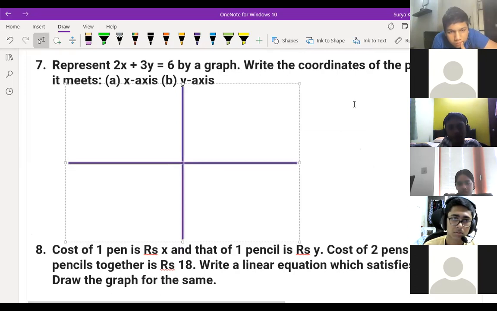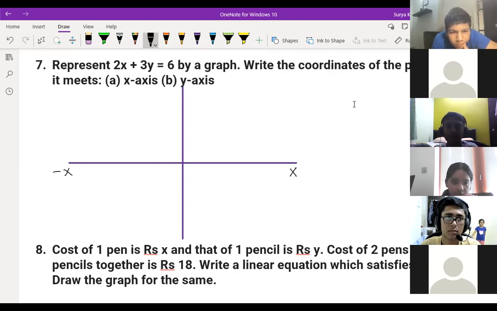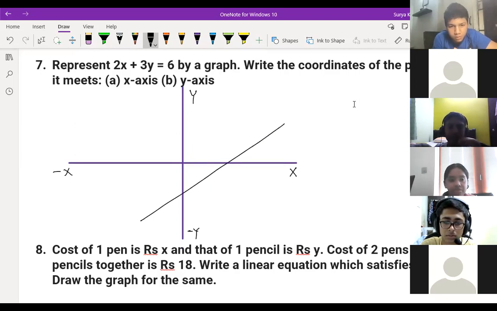Suppose this is your graph. Shriyanvi, you're getting what they're asking in the question? Tell me what they're asking. Is it the coordinates where the line meets the x-axis or the y-axis? See here, this is the x-axis and this is the minus x-axis. This is y and this is minus y. I don't know how the line will appear on the graph paper. Suppose it appears like this. So where it cuts the x-axis and where it cuts the y-axis, this coordinate they are asking. That's it. Okay, sir, I got it. I think everyone got it.